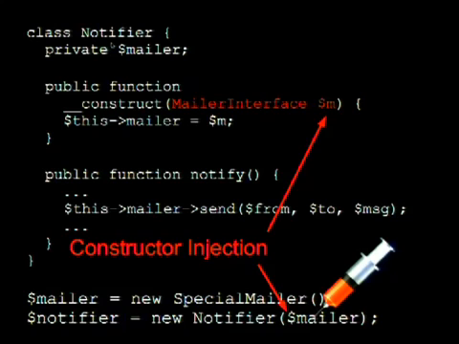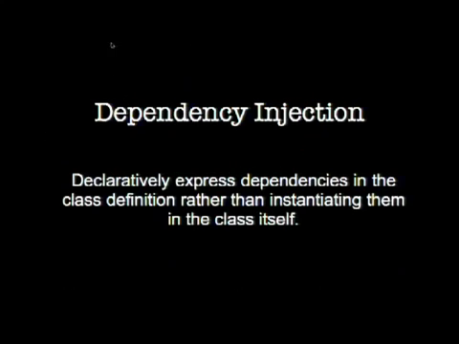So that is constructor injection, one form of dependency injection. So the calling code at the bottom is injecting the mailer into the notifier, and you can see the constructor at the top is expressing its dependency on anything that implements the mailer interface. So dependency injection is about declaratively expressing dependencies in the class definition rather than instantiating them in the class itself. So it's about having classes that are just kind of saying, like, I need these things to do my job, so you're going to have to call me with my dependencies if you want me to do anything.